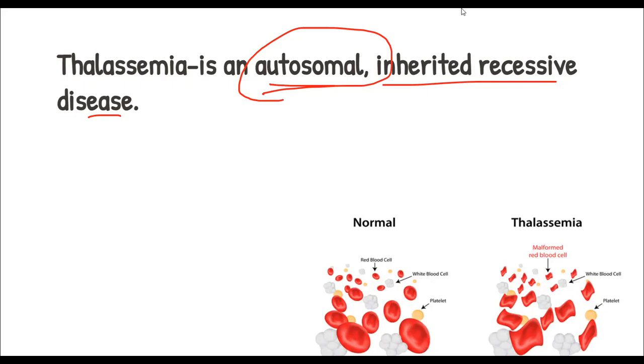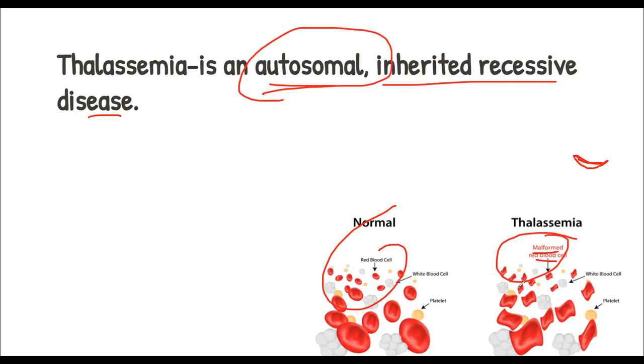What happens in thalassemia? This is the normal red blood cell. In thalassemia, the shape of the red blood cells will be very different. You can see malformed red blood cells, meaning a very distorted shape. It is slightly different from sickle cell anemia. In sickle cell, there is this sickle cell shape.